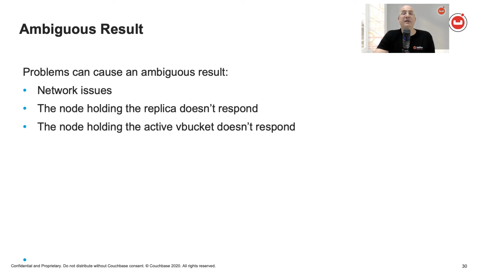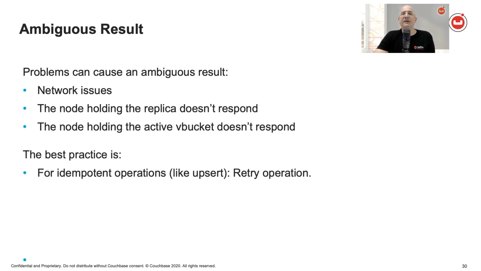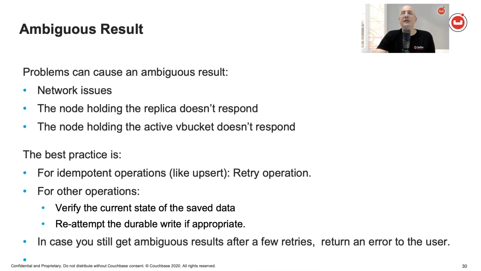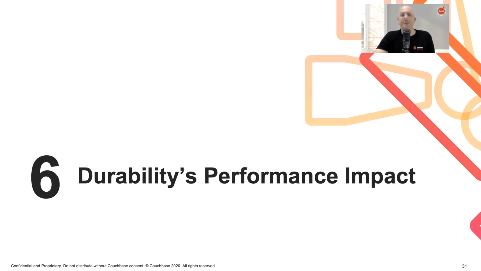So, if you get an ambiguous result, here's what you need to do. If you've attempted an idempotent operation such as an upsert command, simply retry the operation. If you've attempted another kind of operation, you need to verify the current state of the saved data, whether or not the change actually succeeded. Then reattempt the durable write. In case you still get ambiguous results after a few retries, you probably would need to return an error to the user.